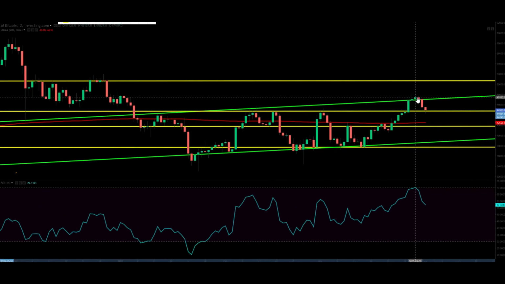We went up too much. This was not the time to enter a long trade. Probably a short trade would have been nicer over here. So right now we are at this level, probably better to wait.